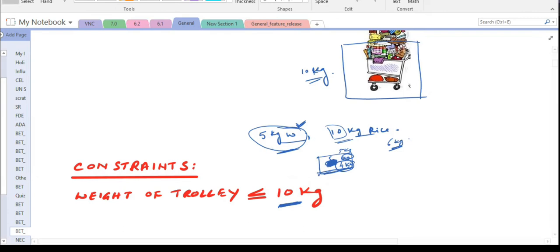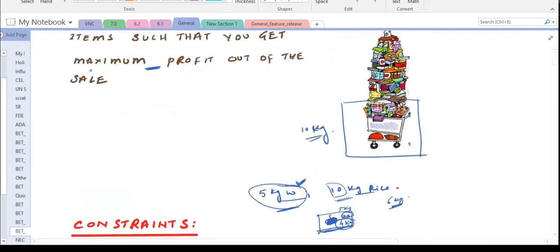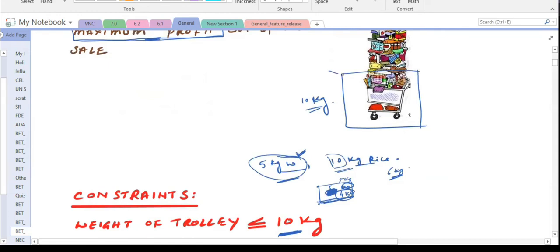Okay. So you all understood what it means by having maximum profit. With this example, what did you understand when I say maximum profit? What is the profit that we want to take? When I say maximum profit in this shopping cart example, what is the maximum profit I'm getting? In what way is profit measured?